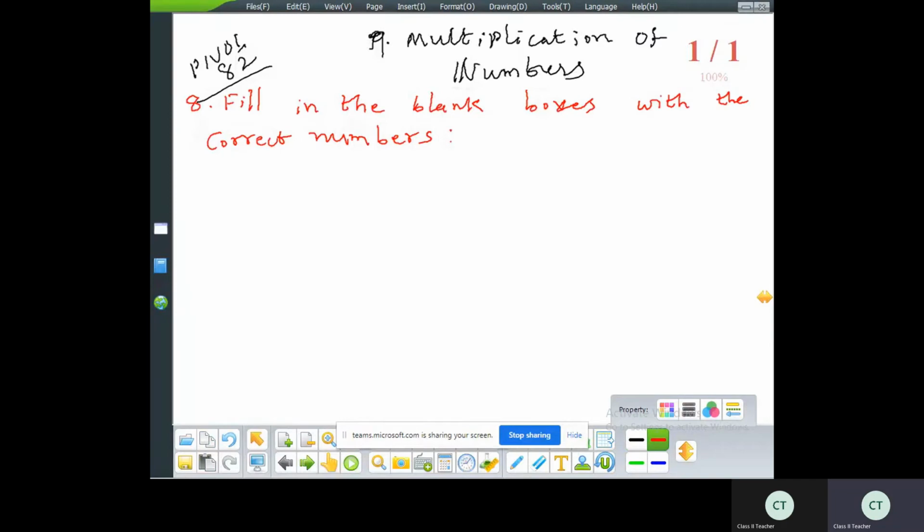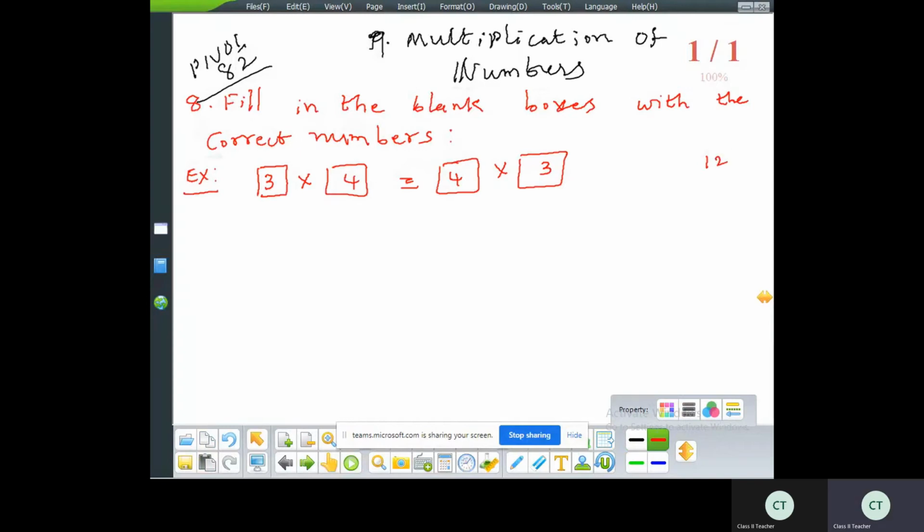One example. 3 into 4 is equal to 4 into 3. Why? 3 1s are 3. 3 2s are 6. 3 3s are 9. 3 4s are 12. Okay?